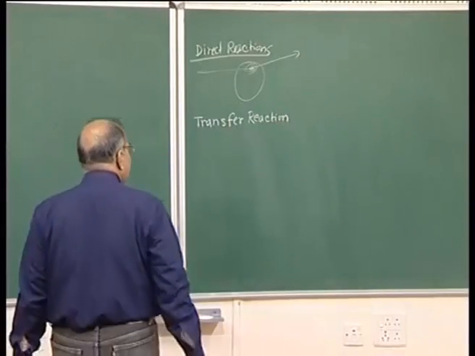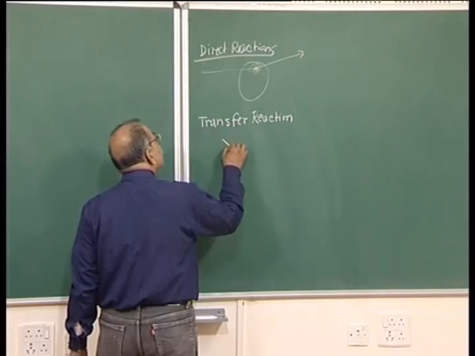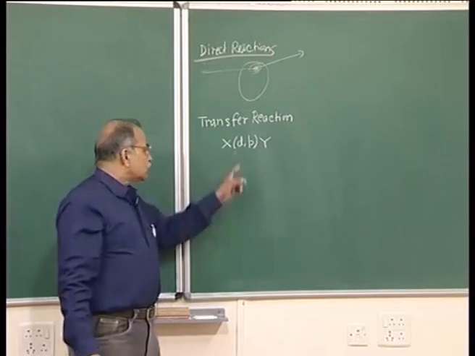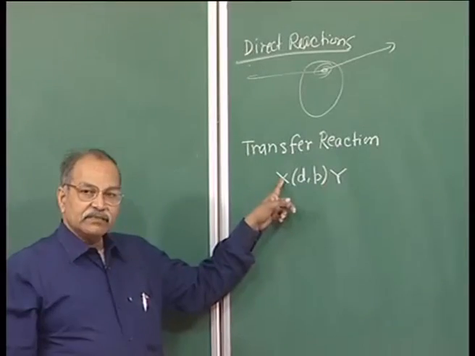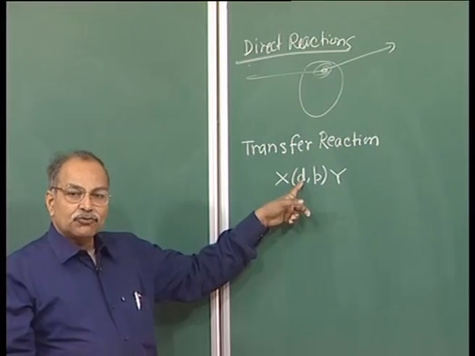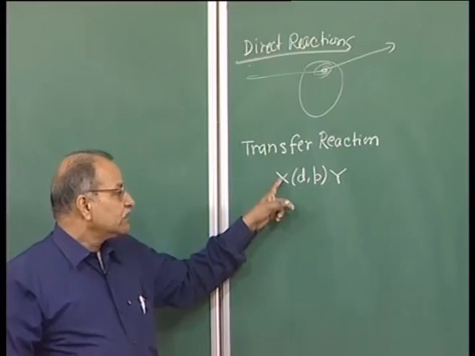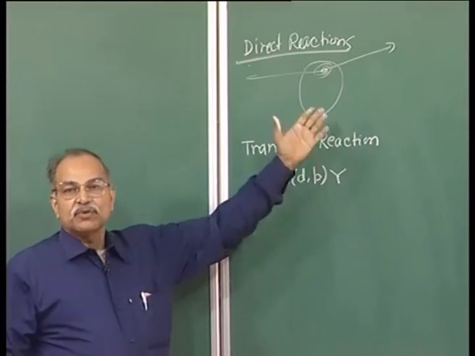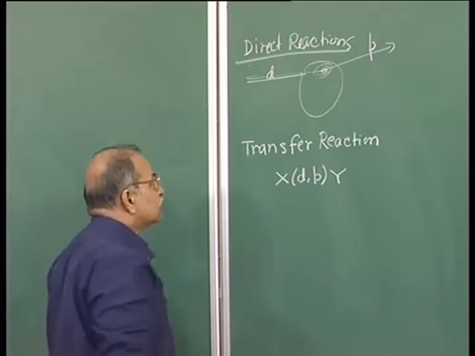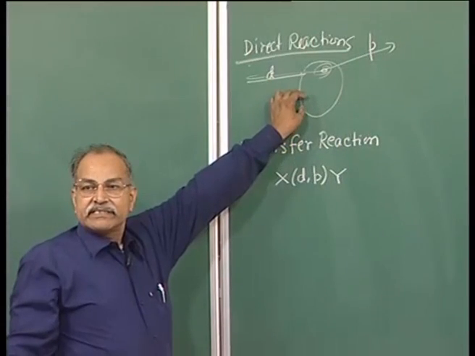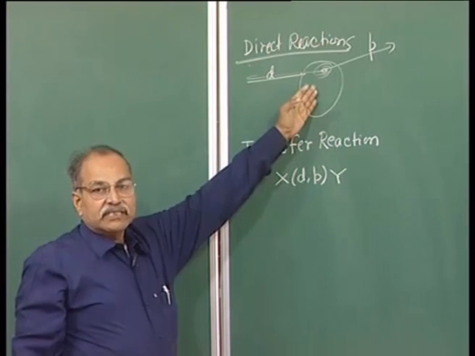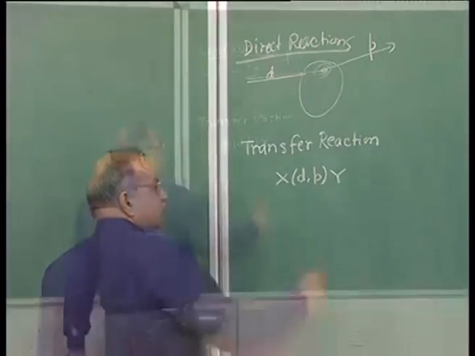For example, you can have what we call the d,p reaction, X(d,p)Y. So, a deuteron falls on the nucleus X, the deuteron is a neutron and a proton, and then it transfers the neutron to this target X, making it Y, and the proton goes out. So, the deuteron is coming in and a proton goes out. So, the neutron is absorbed here. So, it is a transfer of a neutron from this d to this target. Sometimes it is called a stripping reaction.